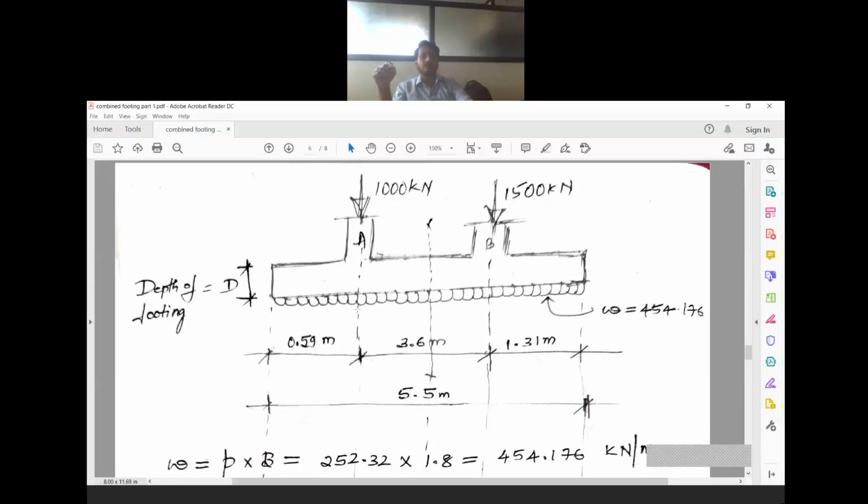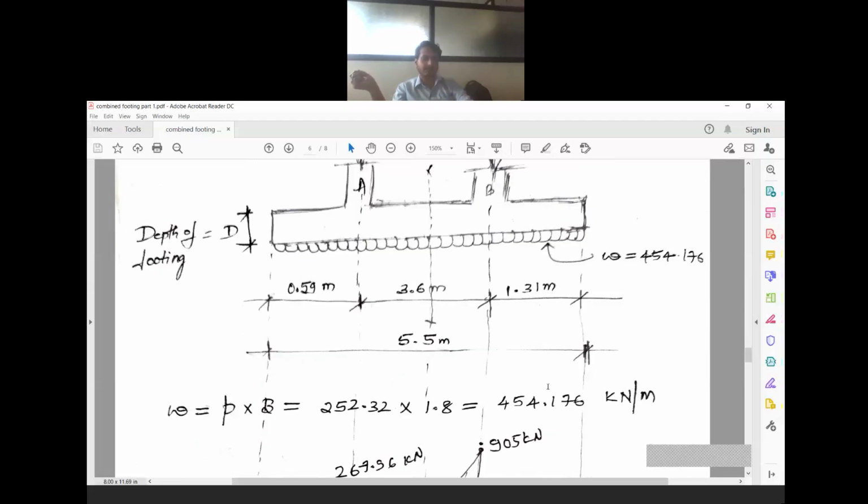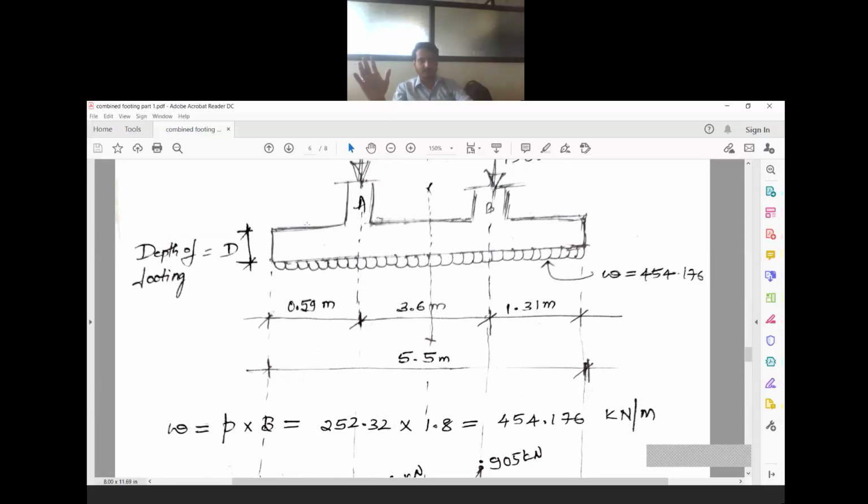And we also know the dimensions. What are all those dimensions? Projection length for column A is 0.59 meter. Projection length for column B is 1.31 meter, which was calculated earlier. These two values, 3.5 and 0.59, are given in the question itself. So the total length of the foundation we had calculated is 5.5 meter. Here also we don't know the depth of footing, and the depth of footing requirement is what we are finding out.